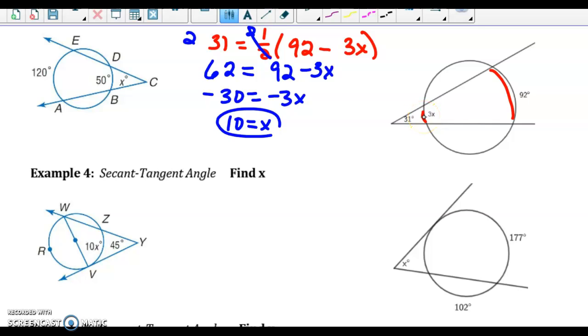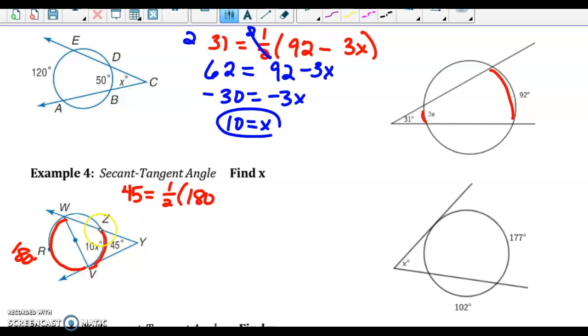All right, this next problem, a little bit more difficult. You have to understand that this right here is a diameter. So if that's the case, if this is a diameter, this is a semicircle. And this semicircle would measure 180 degrees. So again, the angle is created outside the circle. So we're going to say 45, because we have the angle already, is equal to half the difference of the intercepted arcs. And the intercepted arcs are here and here.